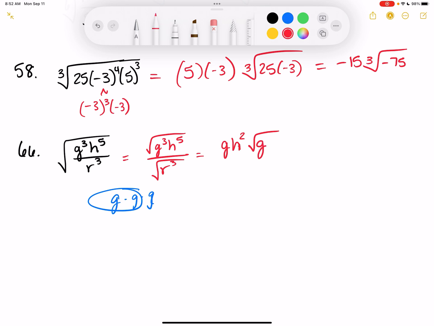And then with h, you have h times h times h times h times h. You took out 2 sets of 2s, so I have 1 h left over.